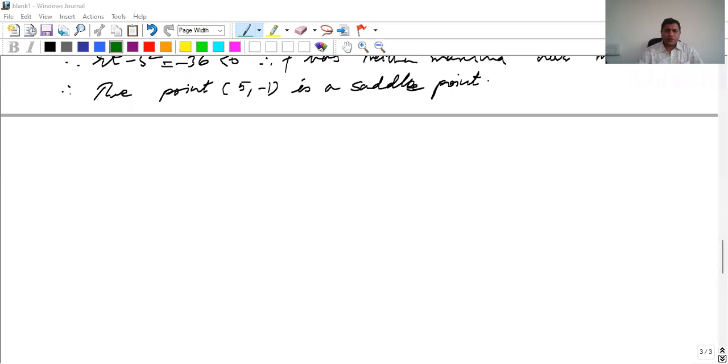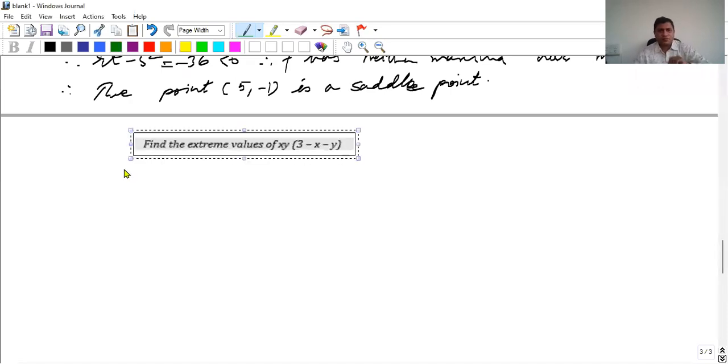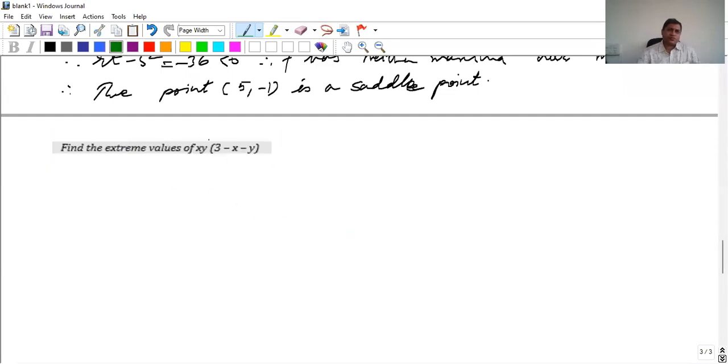Okay, so let's have this example. I hope you are able to see this. Yes, sir. Okay. So here, this is the given function. Okay, so we go with the solution.